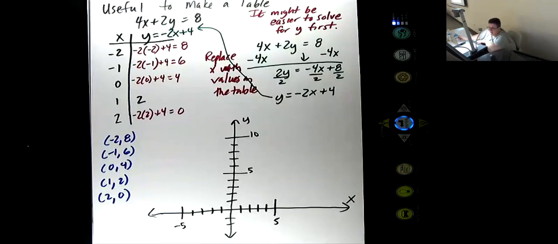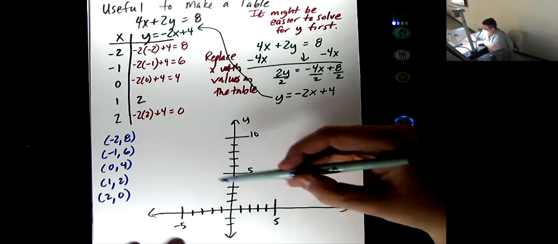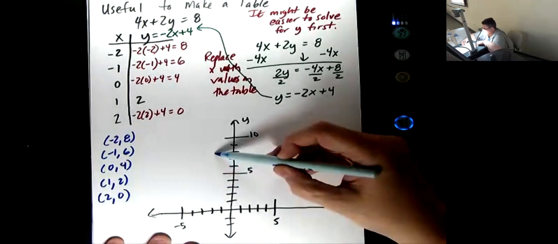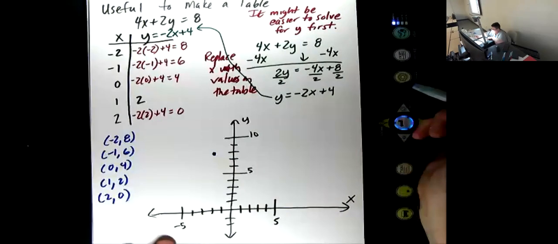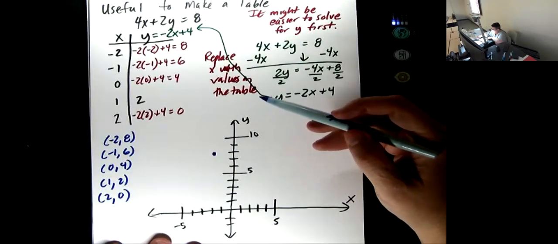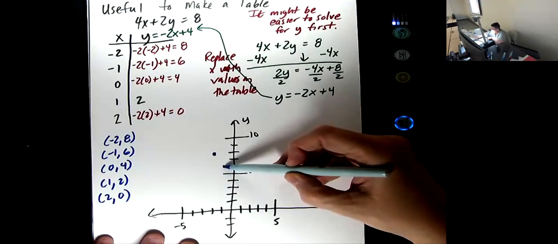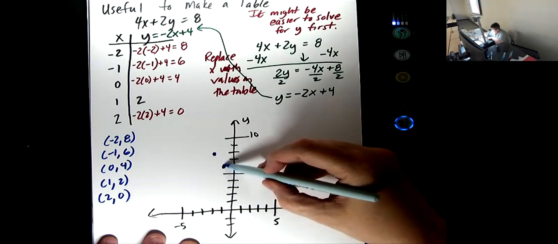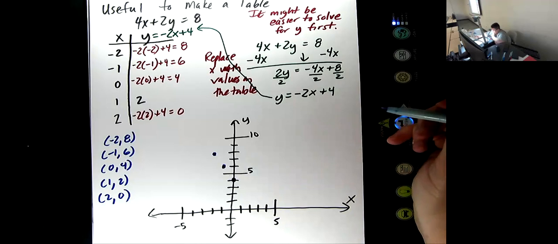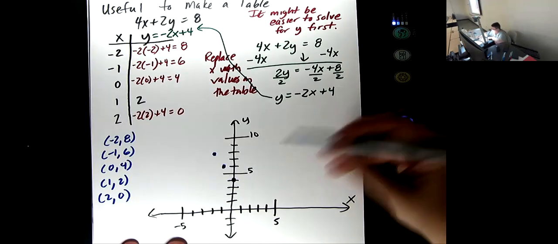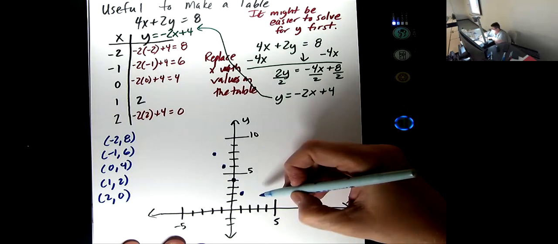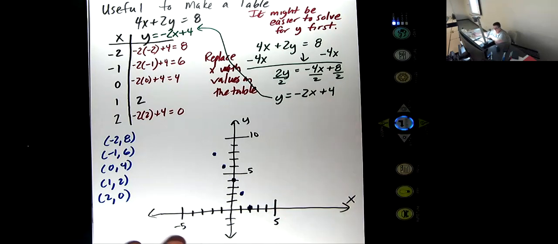Oh, I'm off the screen. Negative 2, 8 is up there. Negative 1, 6 is right there. Zero, 4 is right there. 1, 2 is right here. And 2, 0 is right there.